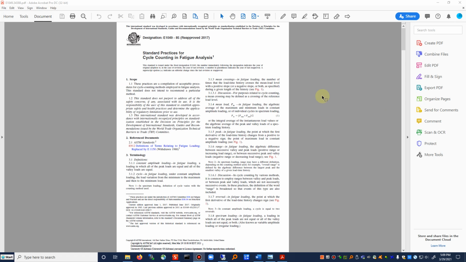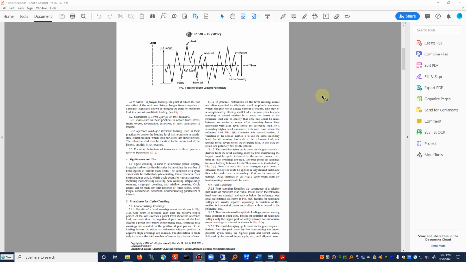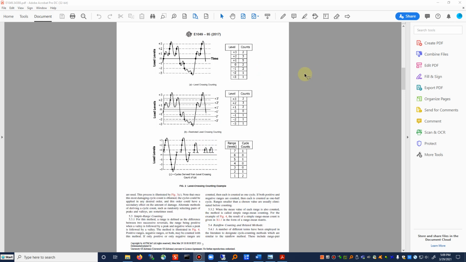And so briefly, I want to mention ASTM standard E1049, standard practices for cycle counting and fatigue analysis, and it basically goes in and talks about these different methods. So we go through, they talk about level crossings, peak counting, that's another way you can count peaks and valleys. So that would be a way to make a count at a particular band range. Here's the level crossings that they talked about.